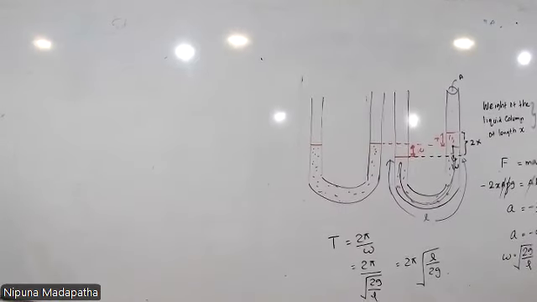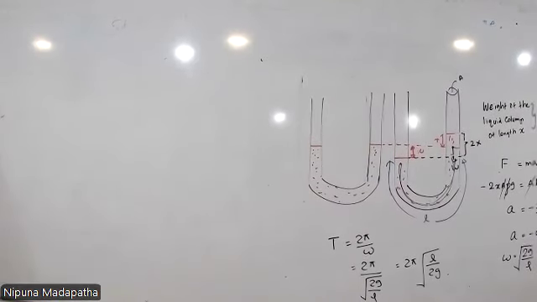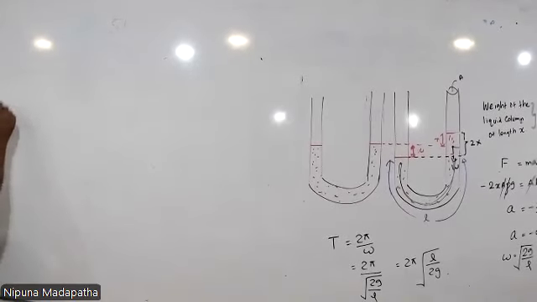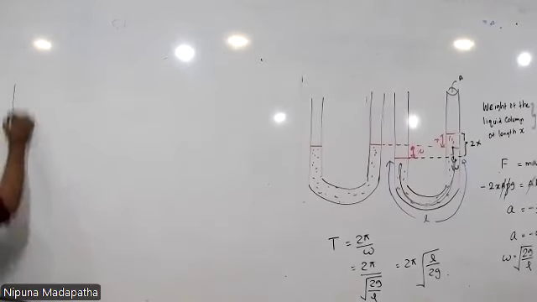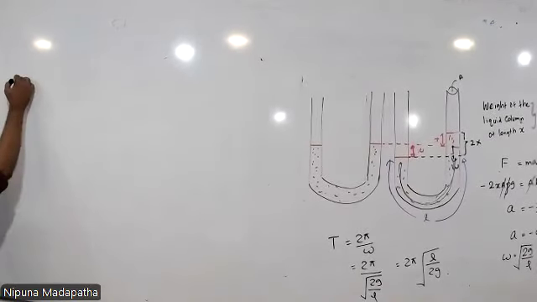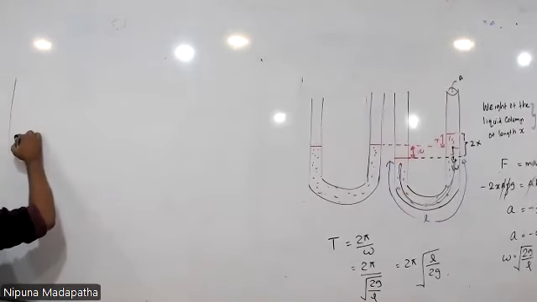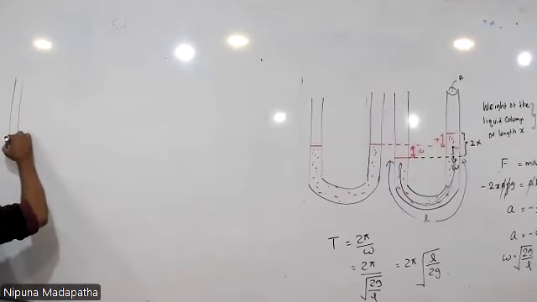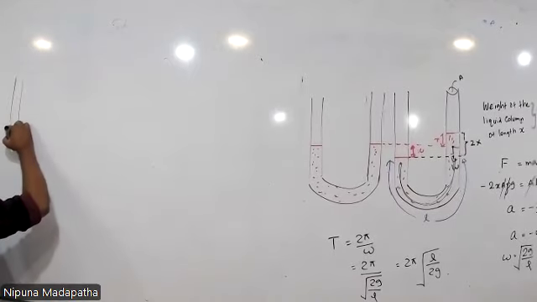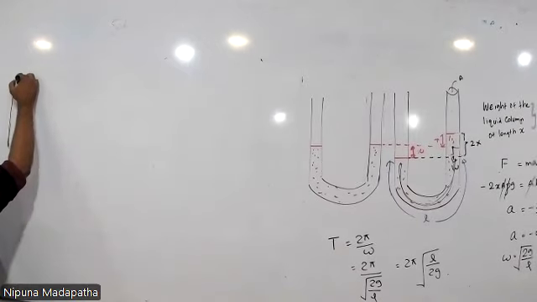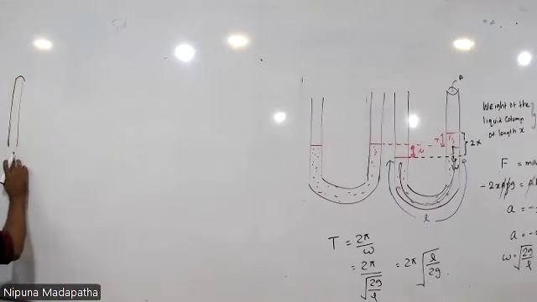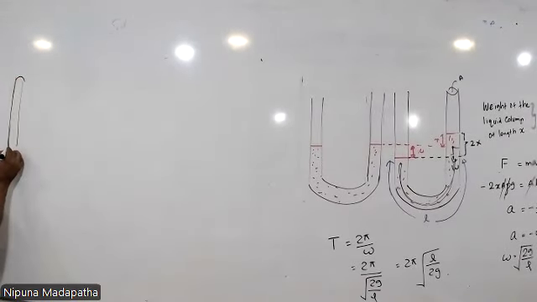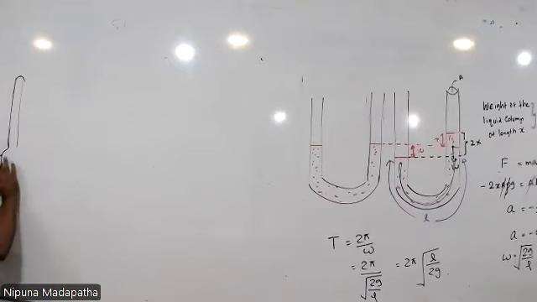Right, question number 24. So hydrometer, we use a hydrometer to measure the density of a liquid. This is the shape of the hydrometer. It has a stem of constant cross section, and at the end of the stem there's a large bulb.